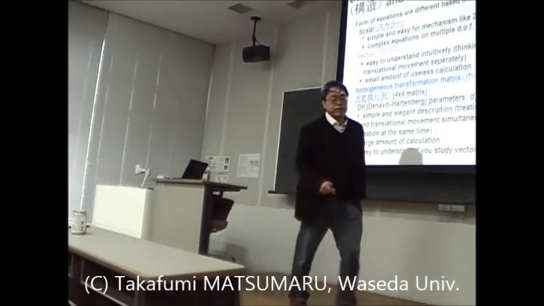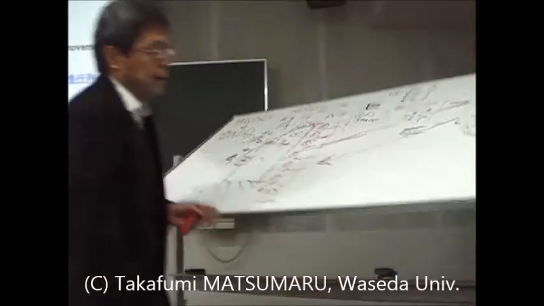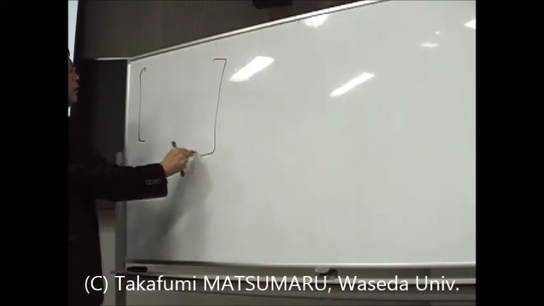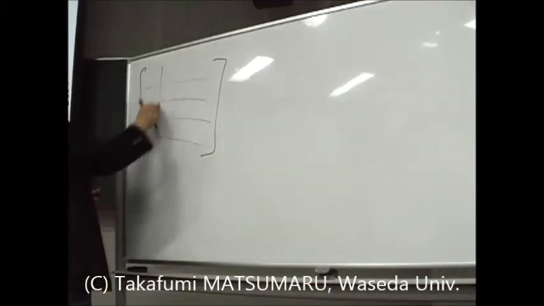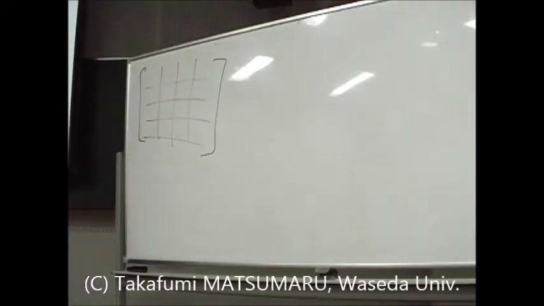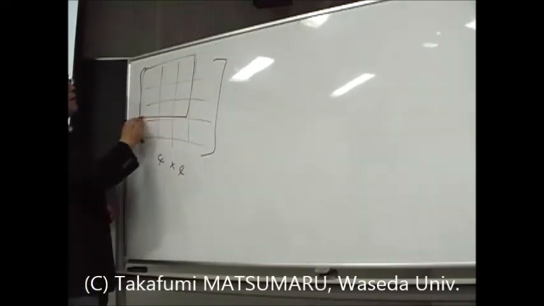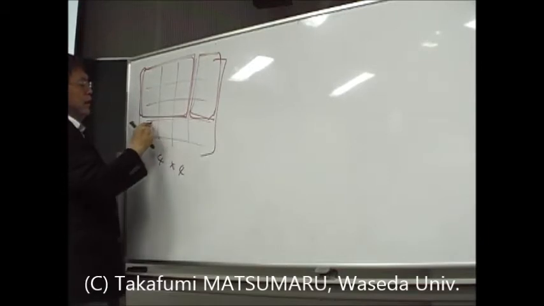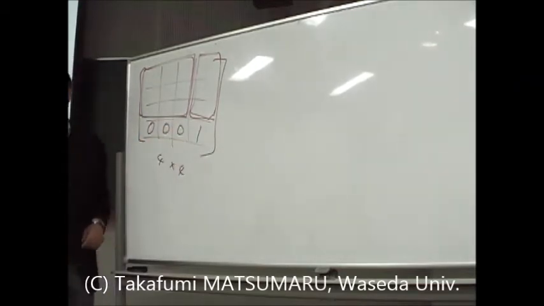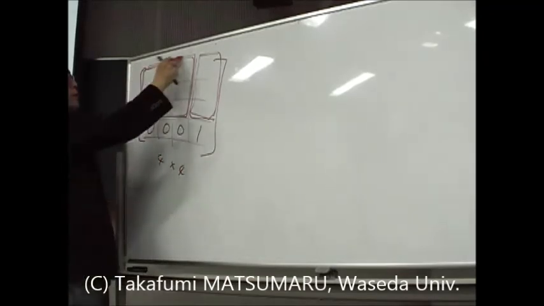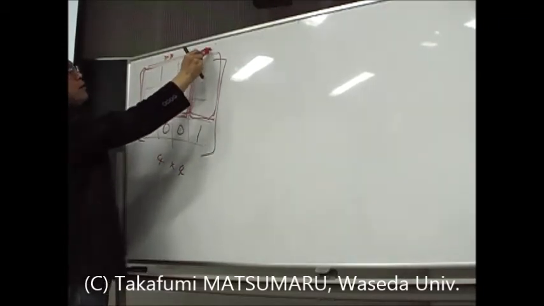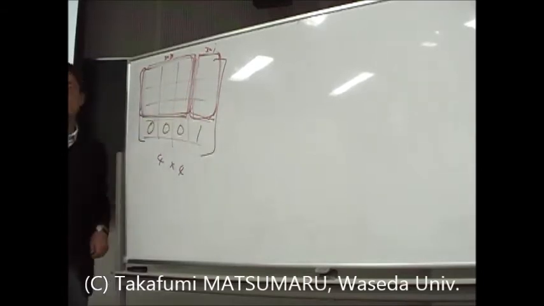The homogeneous transformation matrix is a 4x4 matrix, like this. Here, the 3x3 part is a rotational part, and this part is a translation part, and the others are 0 0 0 1. That is a homogeneous transformation. So 3x3 is a rotational matrix, and 3x1 is a translation vector it contains.